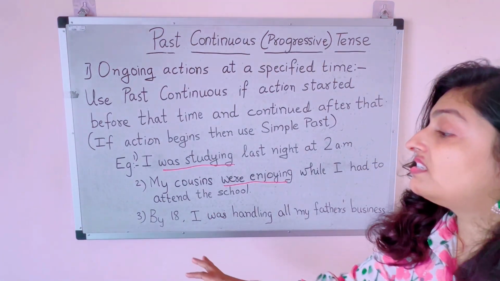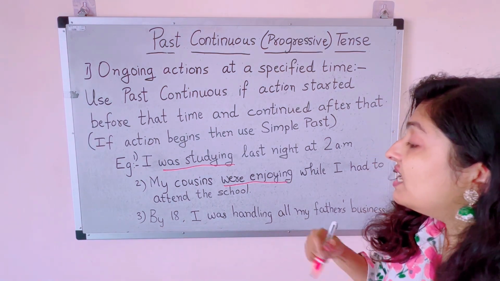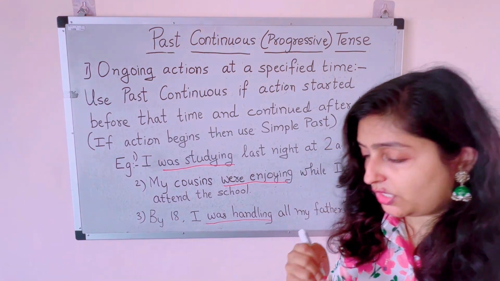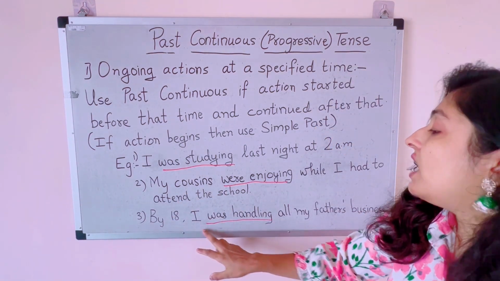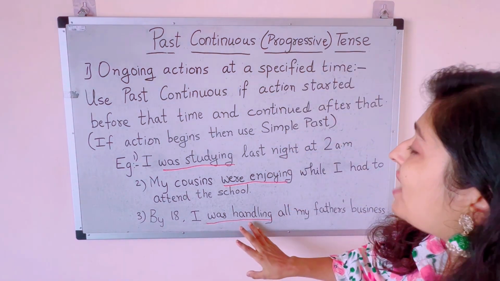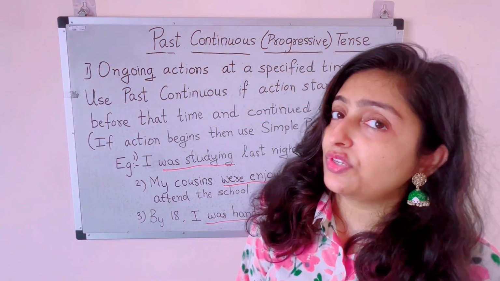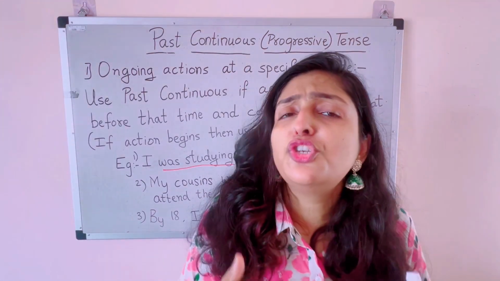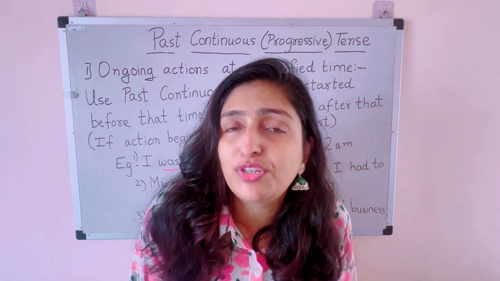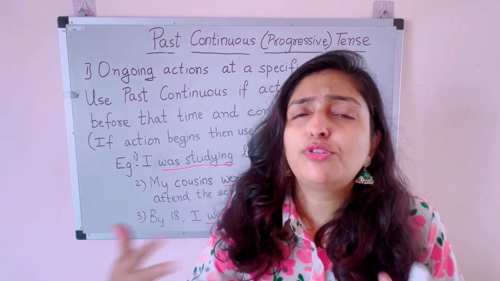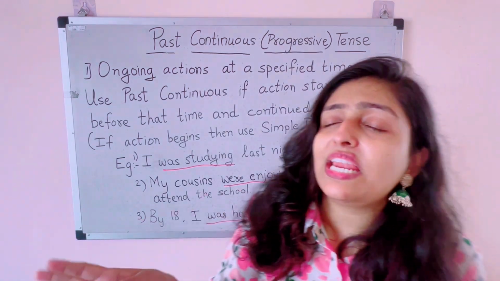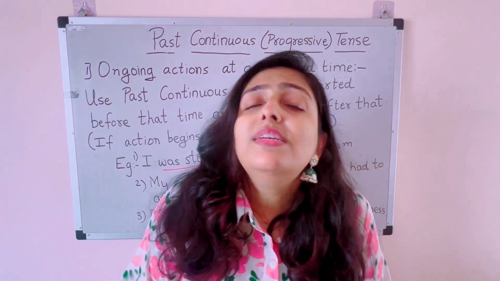Look at the third example. By 18, I was handling all of my father's business. Was handling is in past continuous tense. So imagine that you have met a long lost friend of yours after a long time, and you share about the happenings of your life, and you say this sentence, by 18 I was handling all of my dad's business.